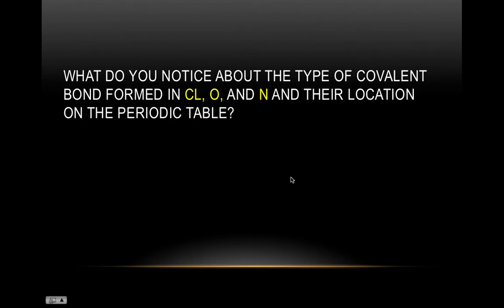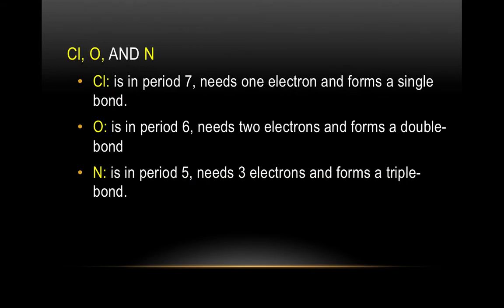Okay, now what do you notice about the type of covalent bond formed between chlorine, oxygen, and nitrogen and their location on the periodic table? Because there's a trend that hopefully you've figured out a little by looking at it. And what you may have noticed is that chlorine is in group 7 and it needs 1 electron, and because of that it forms a single bond. Oxygen's in group 6.